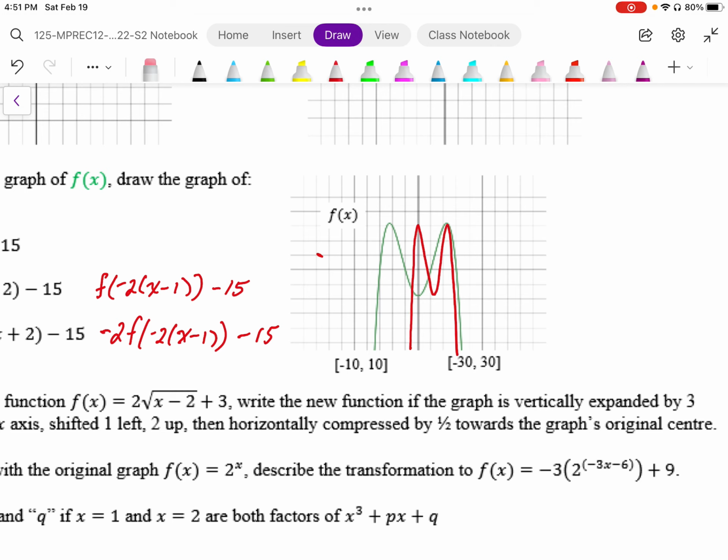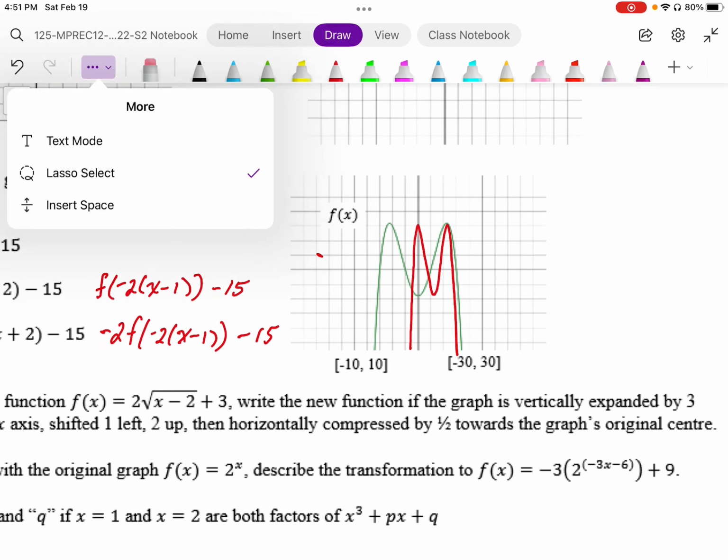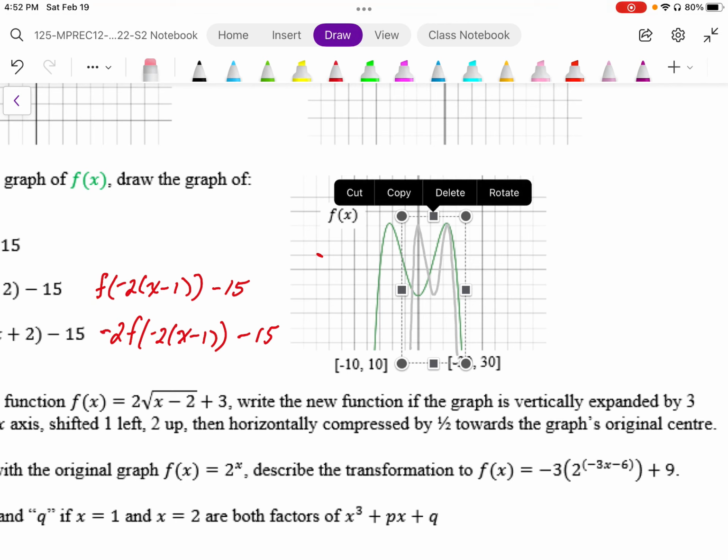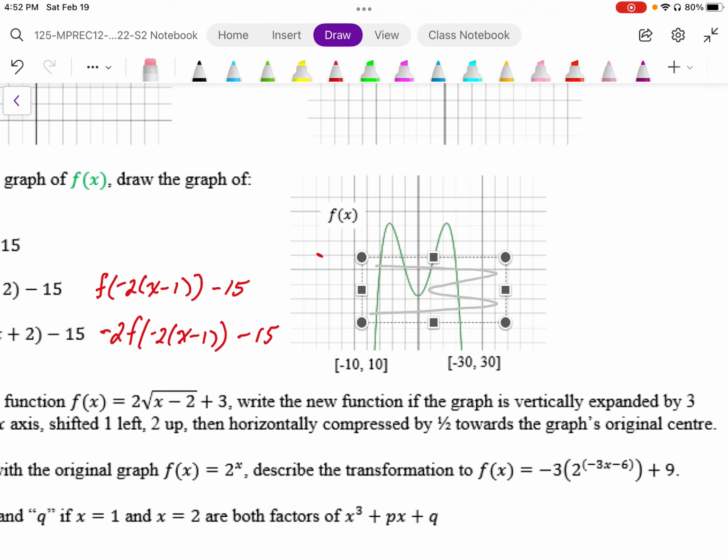From this point, what we're going to do is first do the flip and vertical expansion before we shift it down 15. So I'm going to grab it again and flip it. Now, flipping this, I'm going to have to rotate it to flip it. Okay, so flipping it gives us a graph that looks like this. So the vertex is going to be about there. So that's the flip.